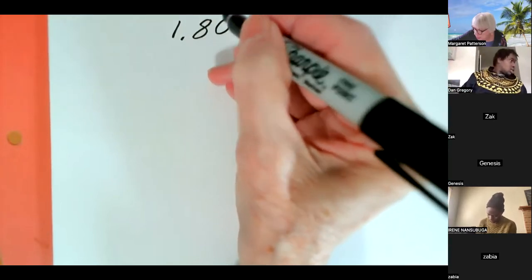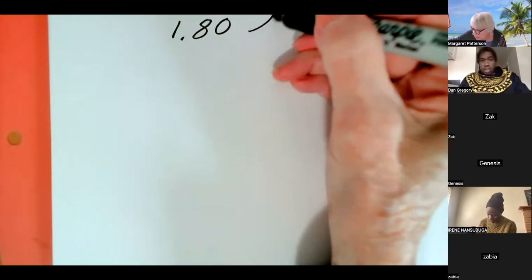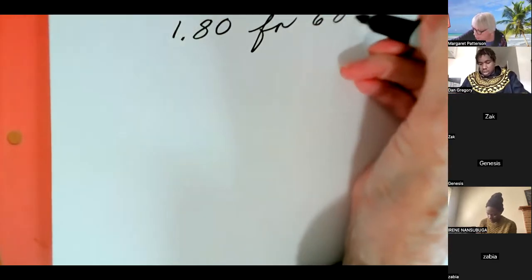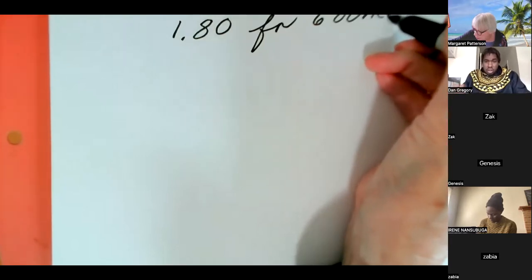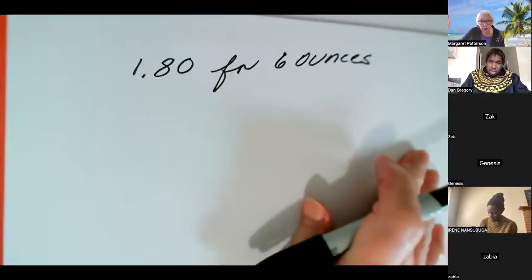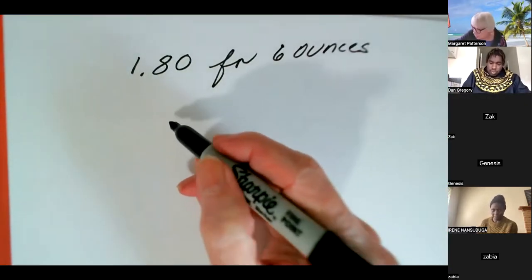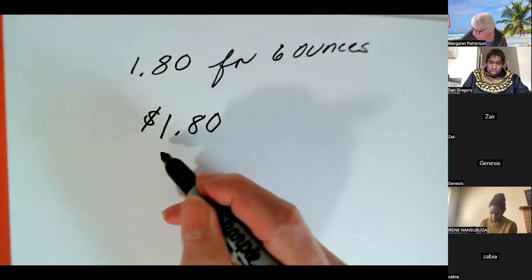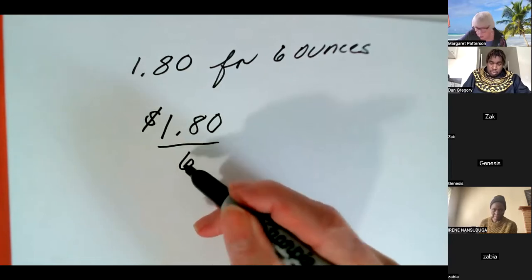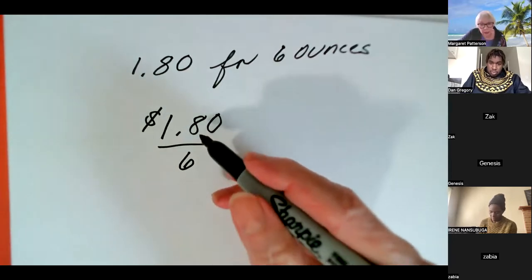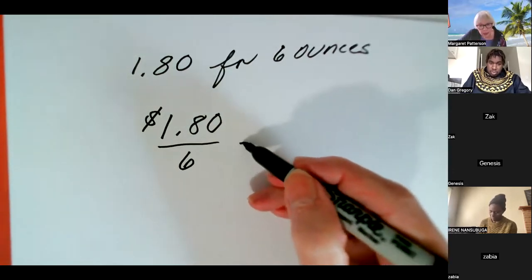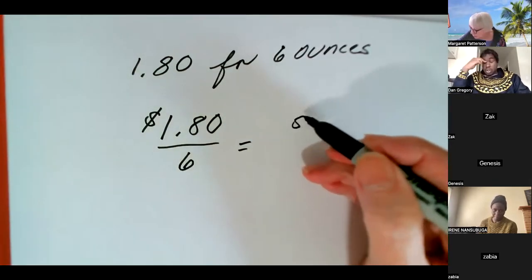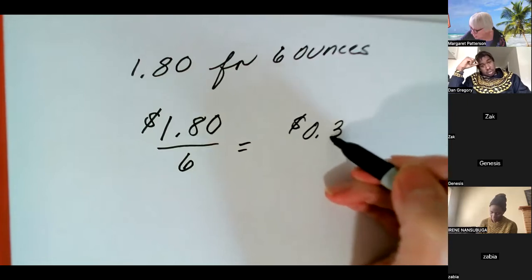Let's just say it was $1.80 for 6 ounces. Okay, and they wanted the unit price. And so what you did was you took $1.80 and you divided by 6. I use these numbers because then I can do it by hand. 6 into 18 is this.